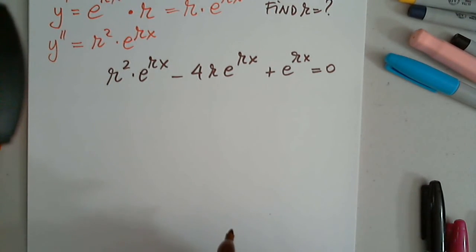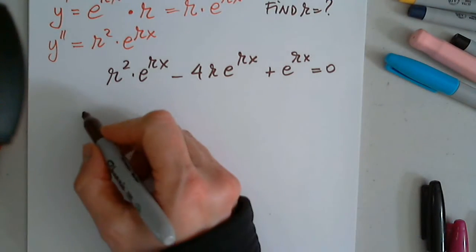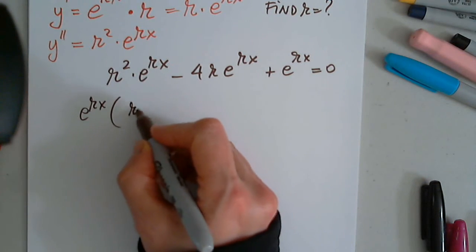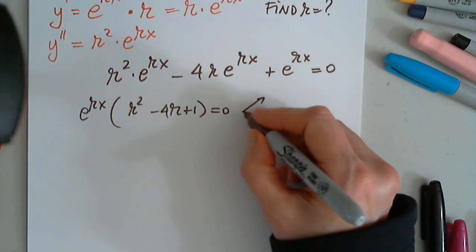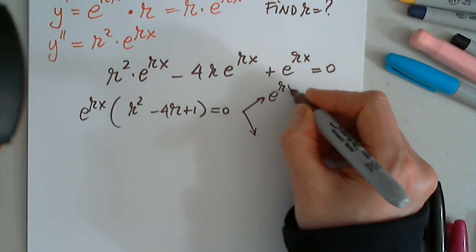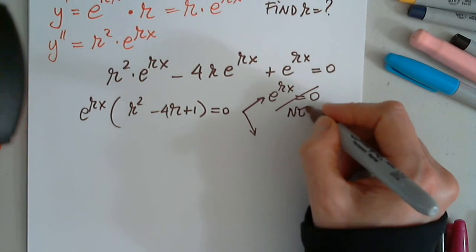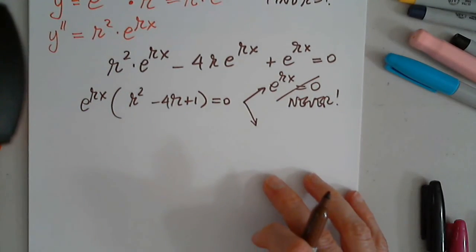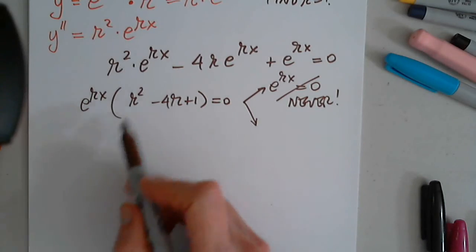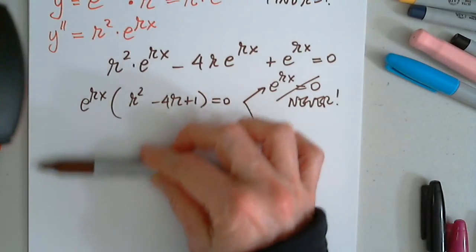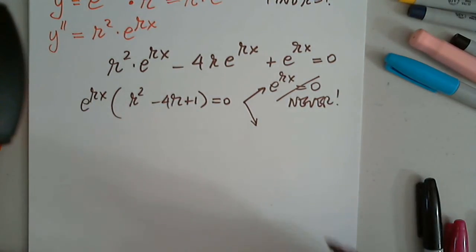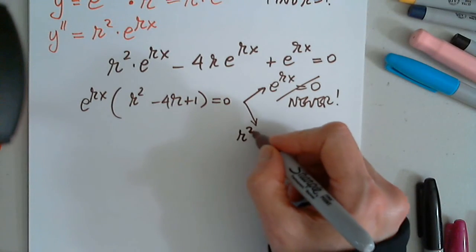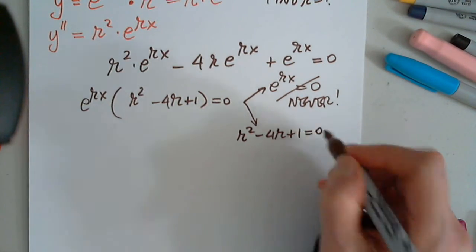Any suggestions? Anyone? Plug and chug. No. We have to factor out e to rx, and then r squared minus 4r plus 1 equals 0. And we could say initially, we shouldn't, that e to rx is 0, but we know that that's never the graph of e to rx. It's either increasing on all its domain, it does not go below 0, or decreasing on all its domain, depending on r, does not go below 0. That's not going to happen. But the other option is r squared minus 4r plus 1 equals 0.